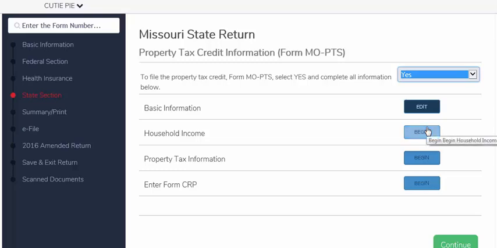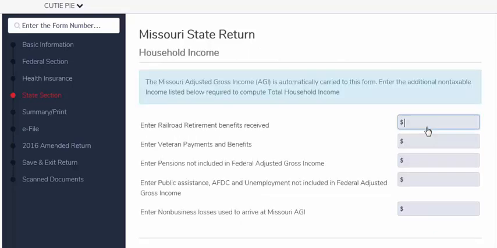Okay, then we go into household income. So this form is going to pull over income that we entered on our tax return, but it's going to adjust it by a few other things that are not taxable. So if a person had railroad retirement benefits, veteran benefits, pensions that were not included in federal AGI, public assistance, which is normally not taxable on the federal tax return, and it's not taxable on the Missouri state tax return, but it is part of household income, and it has to be entered here. So public assistance, AFDC, which is aid for dependent children, and unemployment that wasn't included in federal AGI. It all has to be included there.